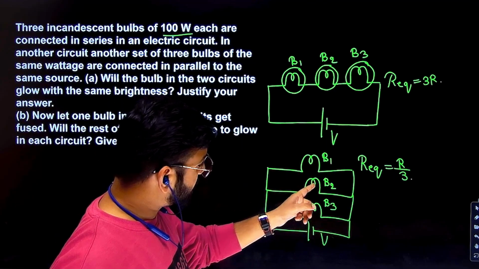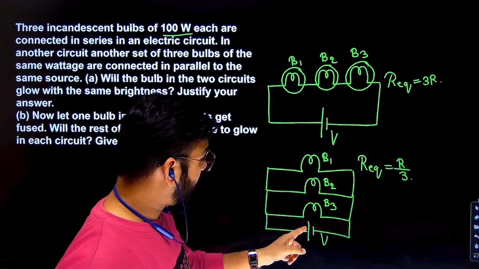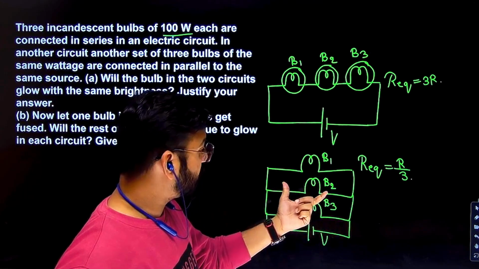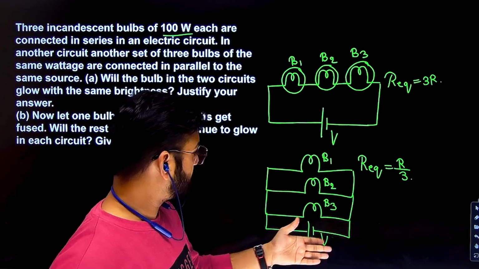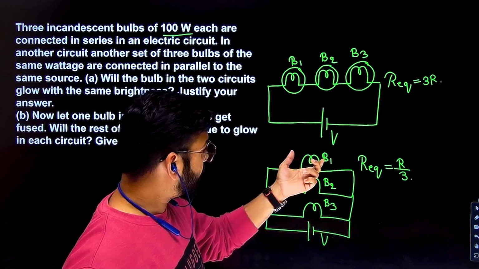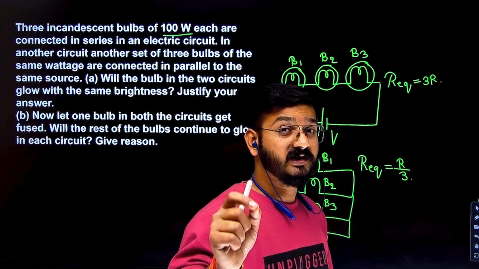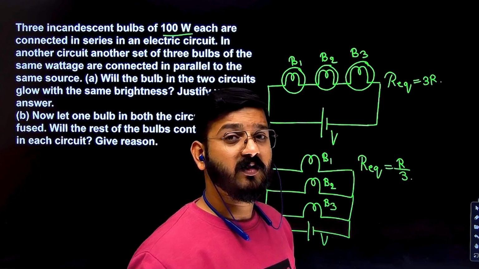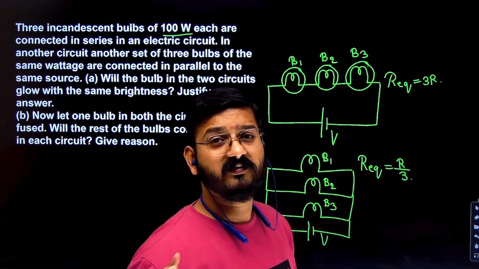So what will happen? Still B2 and B3 will have some current flowing into them, will have some potential difference across them. So B2 and B3 will perfectly glow. Or you can say B2 fuses, then B1 and B3 will glow. And that is the advantage of parallel connection over series, that if one of the components stops working, the other components connected in the parallel circuit will be unaffected.